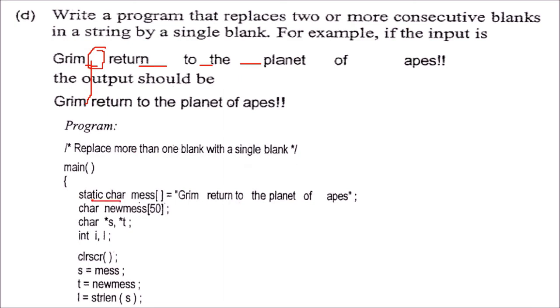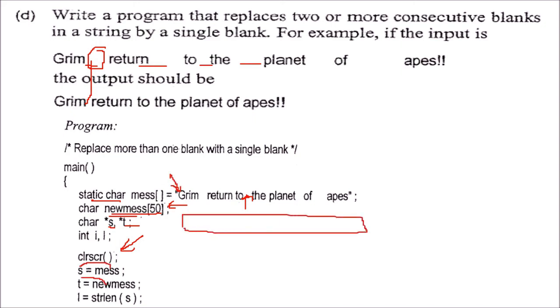We start with a character array. Then we say new mess, because once these blanks are converted to one blank, we have to put it in some character array, and we'll show this new mess. We'll have 2 character pointers, and now we are assigning mess to S and new mess to T. Now S will be pointing here and T will be pointing into the empty array. We take the length of S now, this total length.